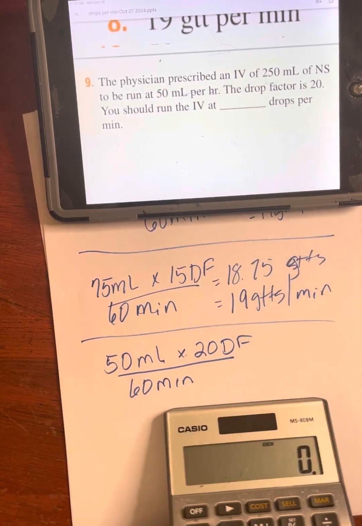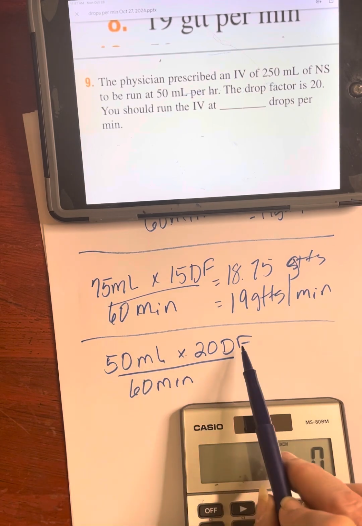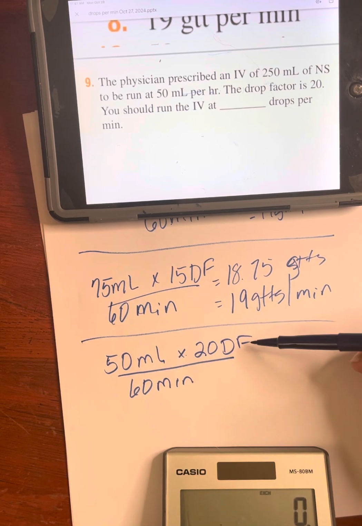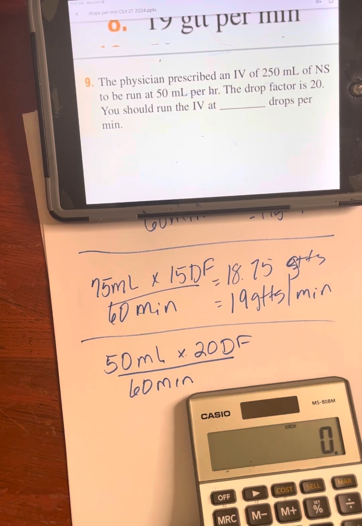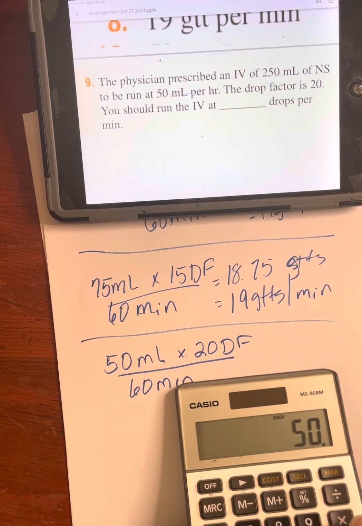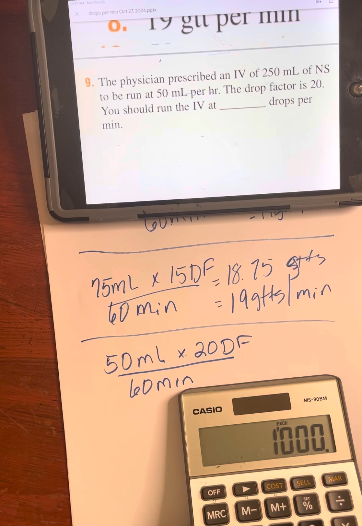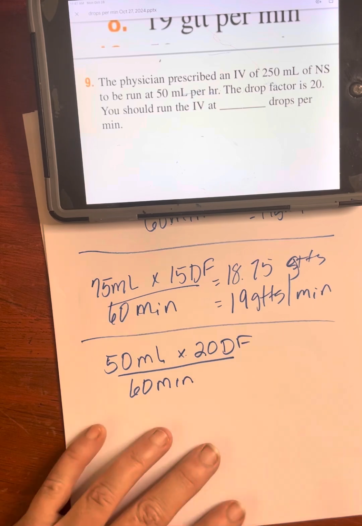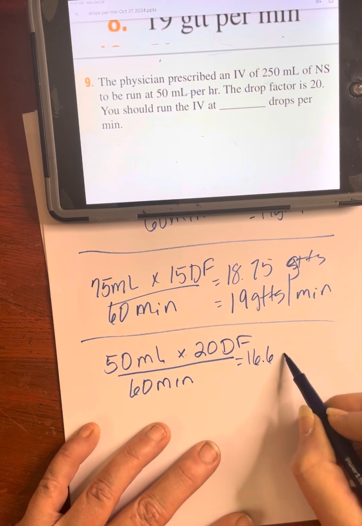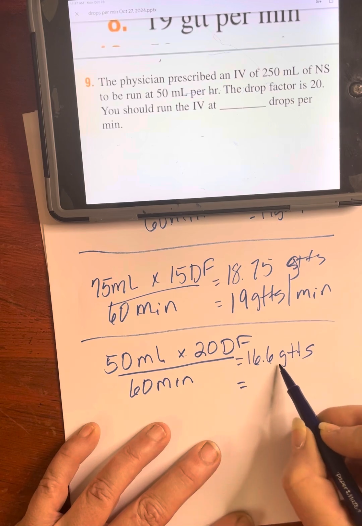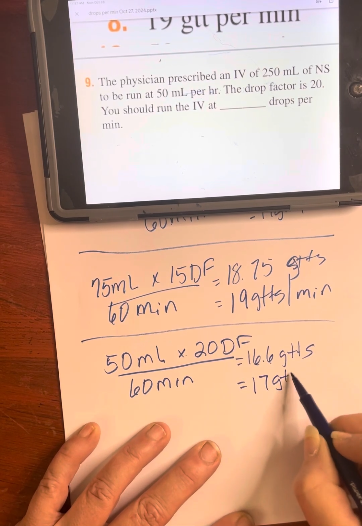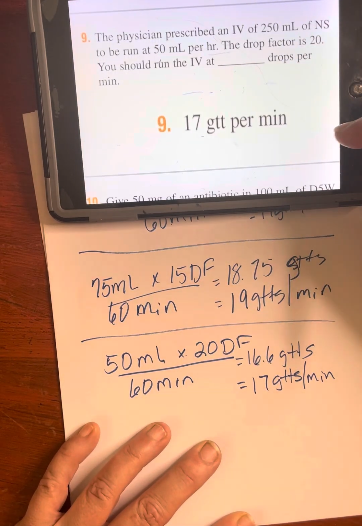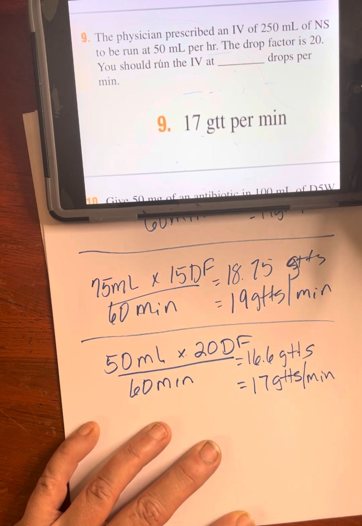So here we go with our handy dandy calculator. We're doing all the math on the top and dividing it by the number on the bottom. Be sure to write that so there's no question in your mind that you know what you're talking about. 50 times 20, don't look at it, you're not done, divided by 60 equals 16.6 drops. The 6 is going to make that other 6 a 7, so it'd be 17 drops per minute. We did it! We saved them. Okay, let's do another one.